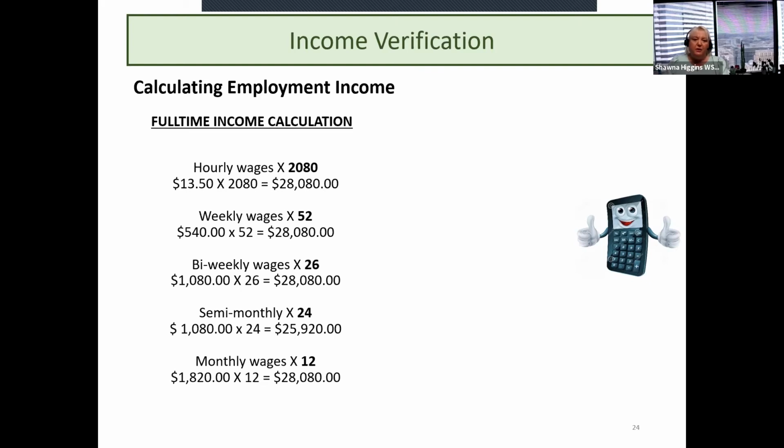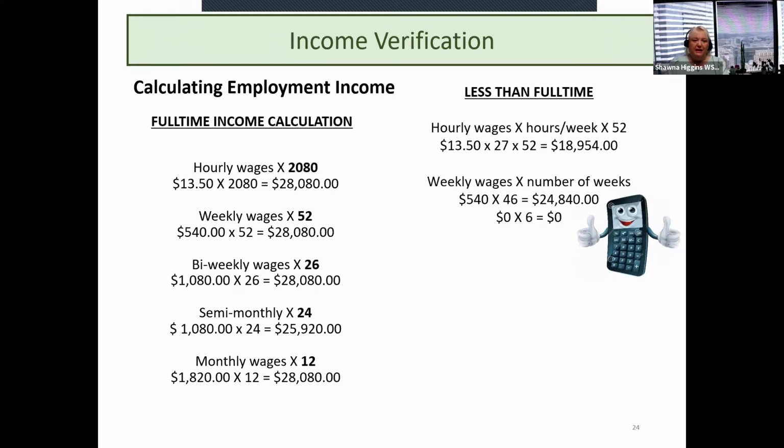All right, for monthly wages, a person who gets their wages monthly, you're going to multiply that times 12. That's pretty self-explanatory. If they're less than full-time, you're going to take their hourly wages. On the employment verification, it asks how many hours they work in a week. Sometimes people put just 32, or they might say between 30 and 35. We always use the higher of.